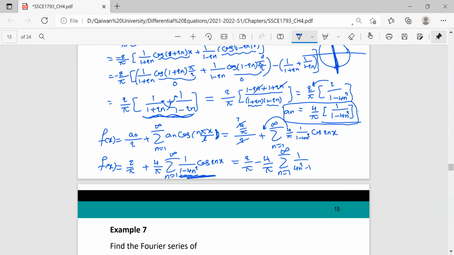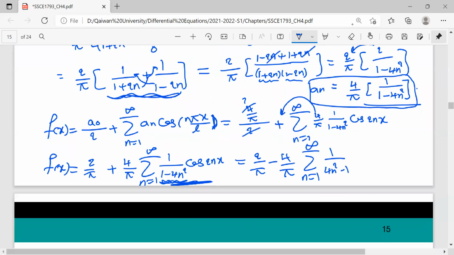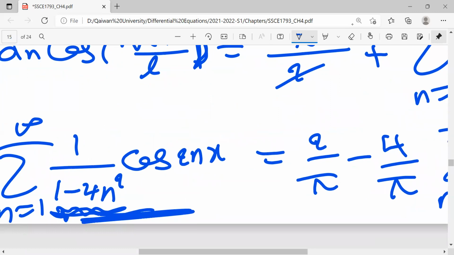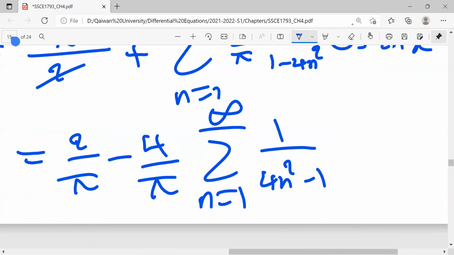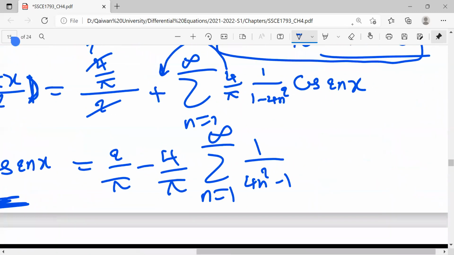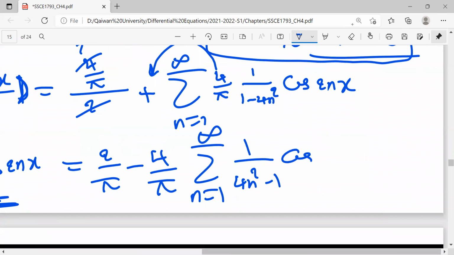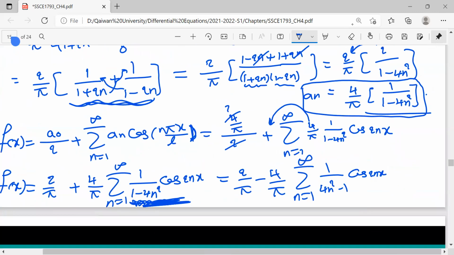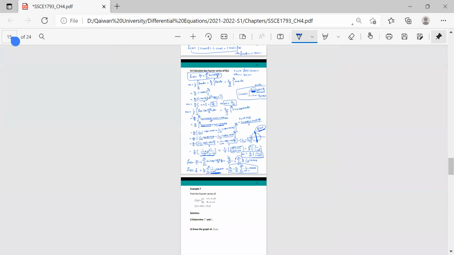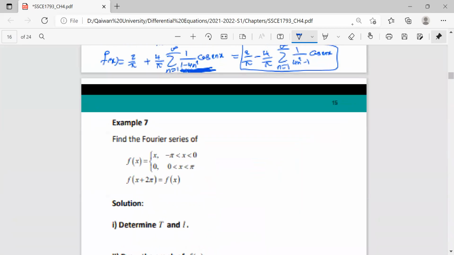If we take a negative sign here, it becomes 4n squared minus 1. And we take the negative sign out of the summation. We get minus 4 over pi times cosine 2nx. This is the required result. This is the Fourier series for the absolute value of sine.